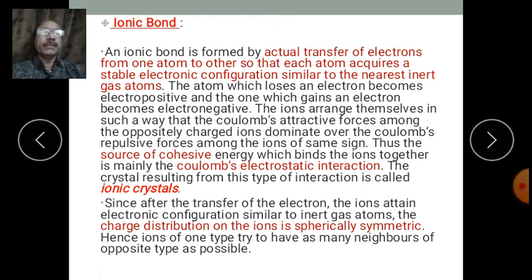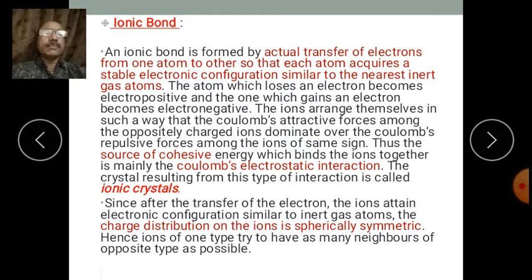The atom which loses an electron becomes electropositive, and the atom which gains an electron becomes electronegative. The atom which gives an electron becomes electropositive. It is but natural. It loses one electron, so one positive charge is greater than the one negative charge. That is why it becomes electropositive, and the atom which gains an electron becomes electronegative. So it has an excess of one electron as compared to the number of protons. That is why it becomes electronegative.